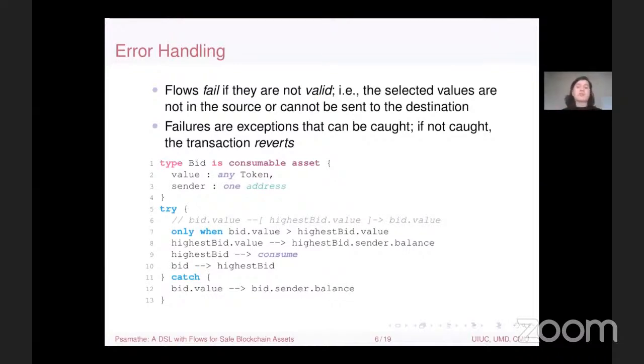And if this flow fails, then the exception is thrown, and then it's caught, and we go to the catch block. But if it does succeed, then on line 8, we refund the highest bid's value to whoever placed that bid, and then we destroy that bid because it no longer has any value, and then we replace it with the new bid that was placed. Otherwise, we refund the bid that was placed because it's not higher than the highest bid.